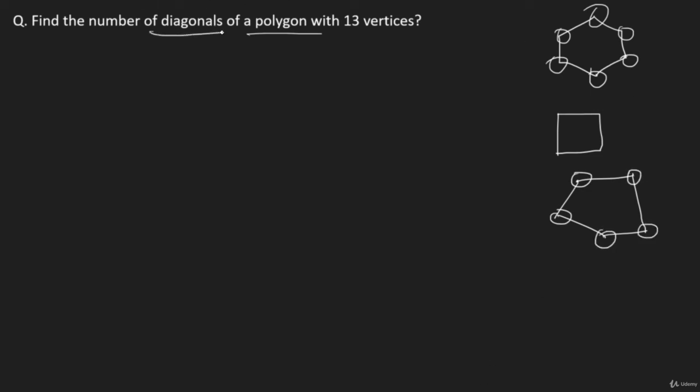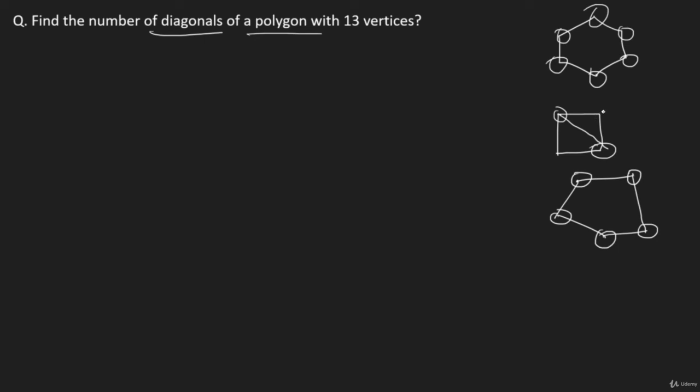Now, when do you get a diagonal of a polygon? If you join 2 non-adjacent vertices, right, you get a diagonal. For example, these 2 vertices over here are not adjacent. When you join them together, you get a diagonal.